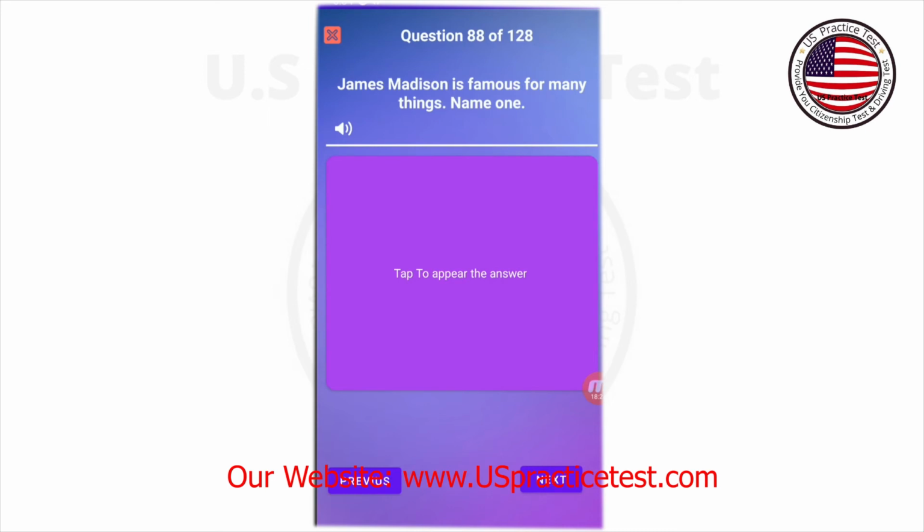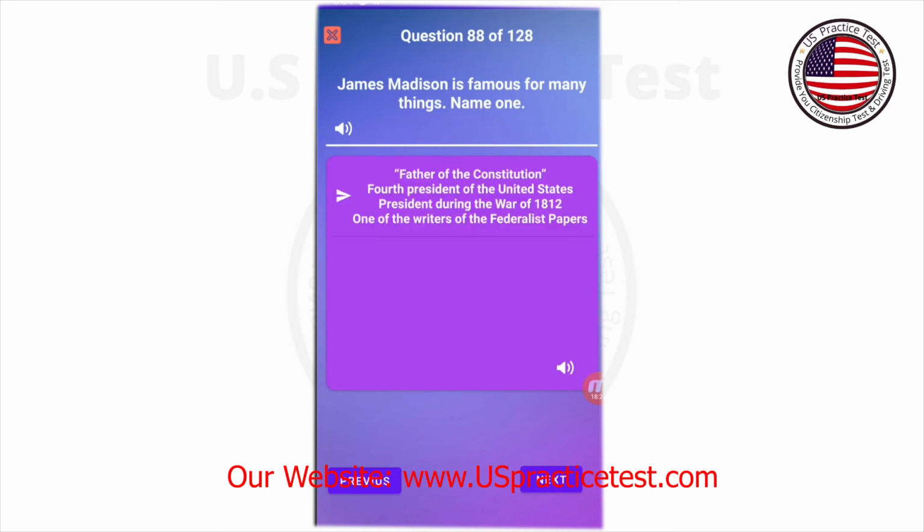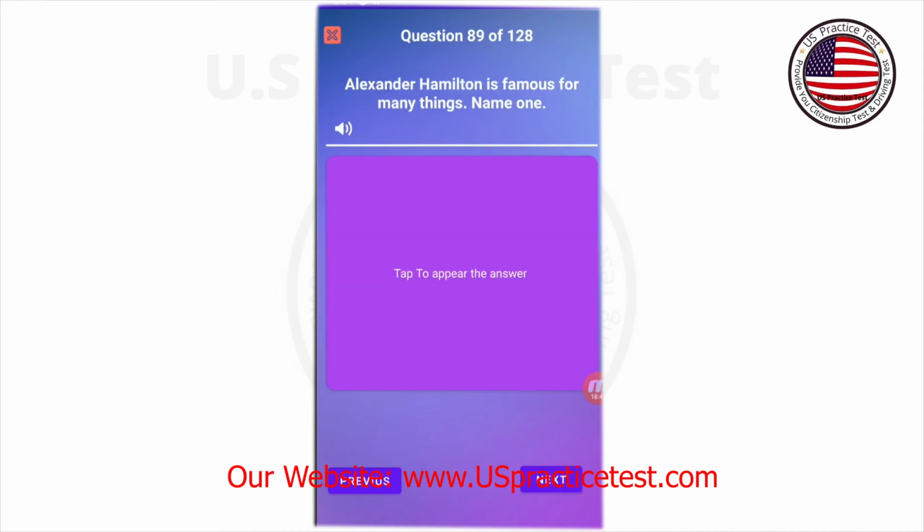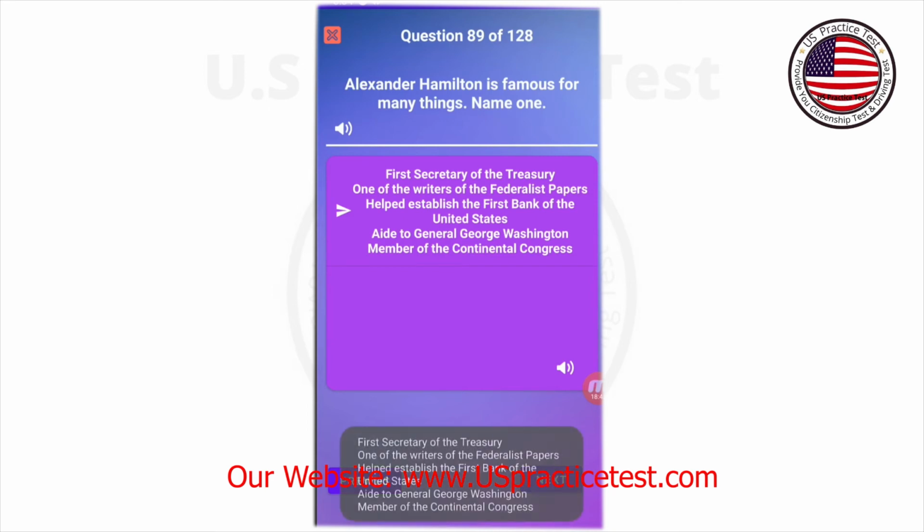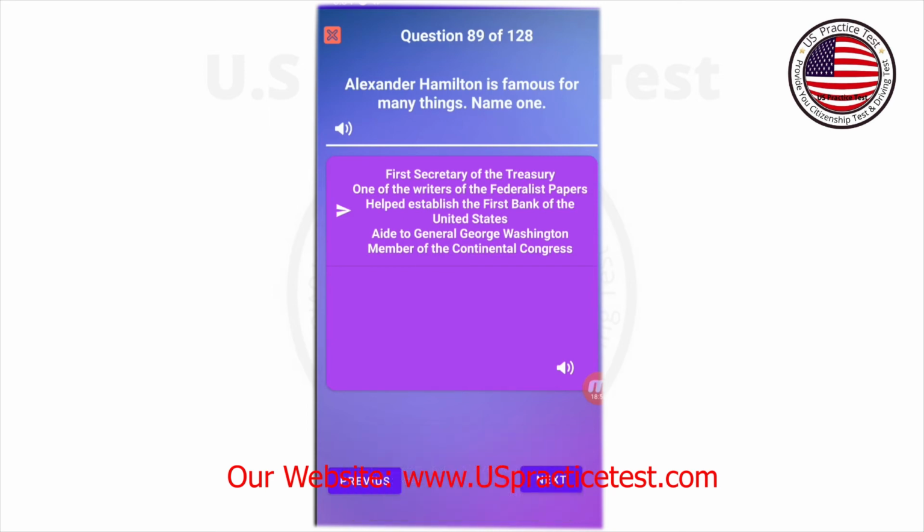James Madison is famous for many things. Name one. Father of the Constitution. Fourth President of the United States. President during the War of 1812. One of the writers of the Federalist Papers. Alexander Hamilton is famous for many things. Name one. First Secretary of the Treasury. One of the writers of the Federalist Papers. Helped establish the first Bank of the United States. Aide to General George Washington. Member of the Continental Congress.